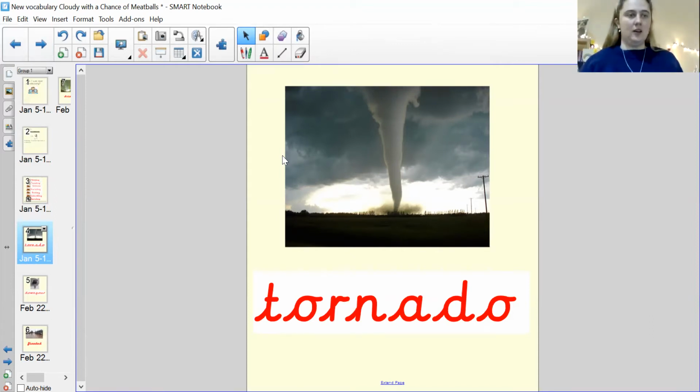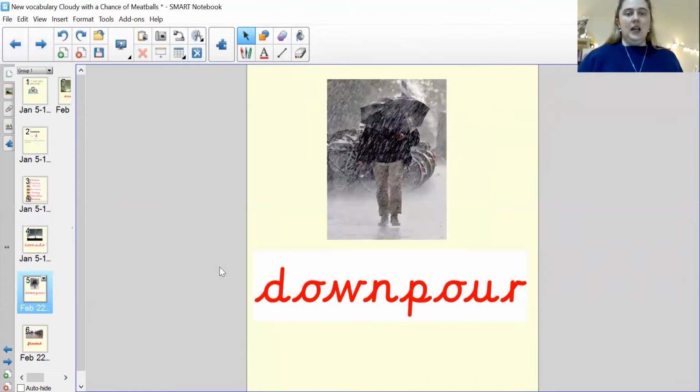Fantastic. Okay, our next word is downpour. Downpour. We could say there's a downpour of rain. It's when the rain is falling really fast and really heavy, like this person is stuck in a downpour. Okay, so have a think about what picture you could draw to remind yourself of the word downpour.